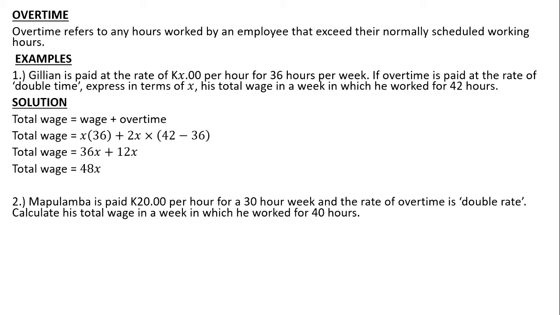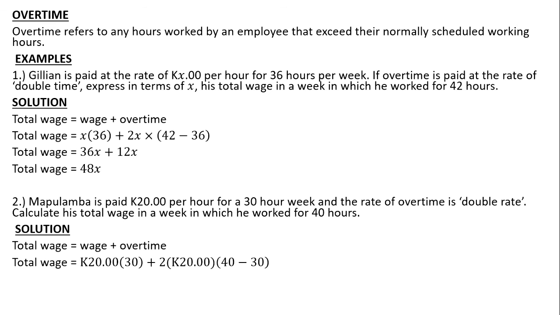So we are going to say total wage equal to wage plus overtime. His wage was 20 kwacha times 30. His overtime was double, 20 times 2 times 10, which is 40 minus 30. So if you multiply 20 times 30, you get 600 kwacha. 2 times 20 times 10 is giving us 400 kwacha. His total wage was therefore 1,000 kwacha.